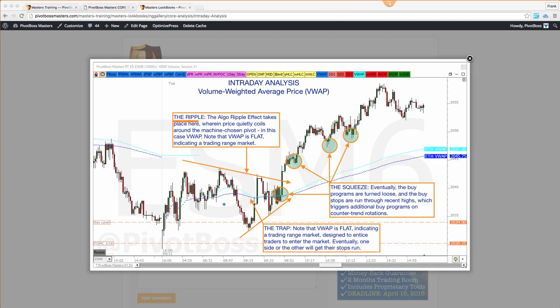So the ripple, okay? If the market is flat, note that VWAP is flat, indicating a trading range market. So right here you can see the trap. The trap is, this is the trap. Because again, this is the contracting ripple. So this one is designed to get a lot of traders in here, a lot of traders, and then they pull the volatility and just kind of quiet up. So this is where they're building fuel, right? It's designed to entice traders to enter the market. Eventually, one side or the other will get their stops run. And then once the fuel is released, you get the squeeze.